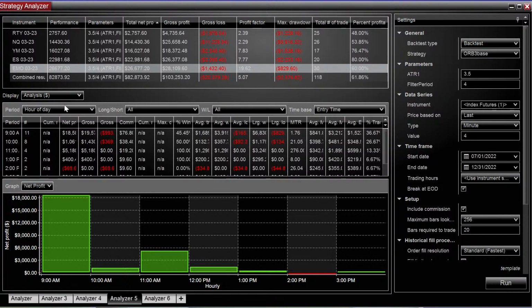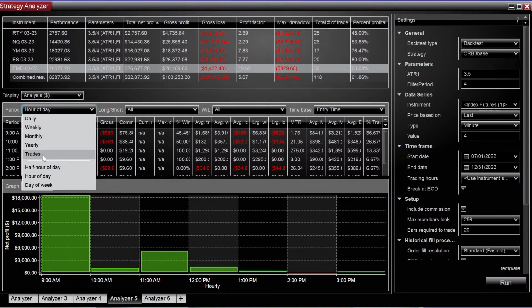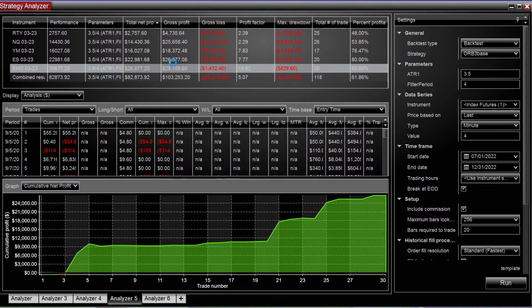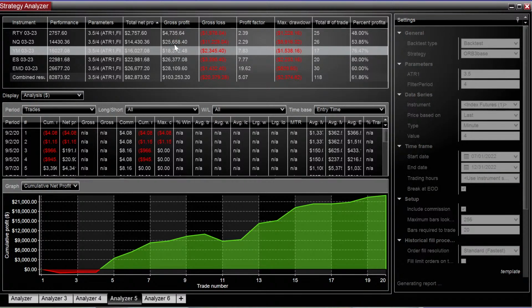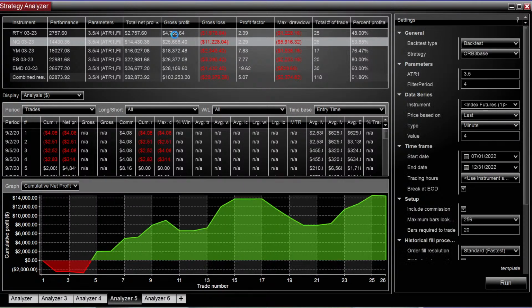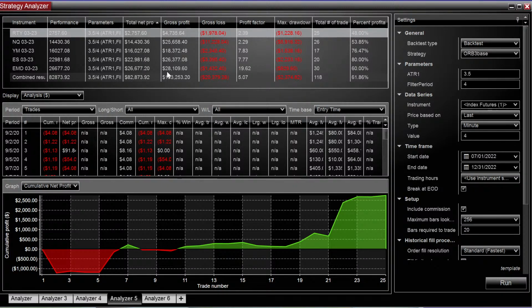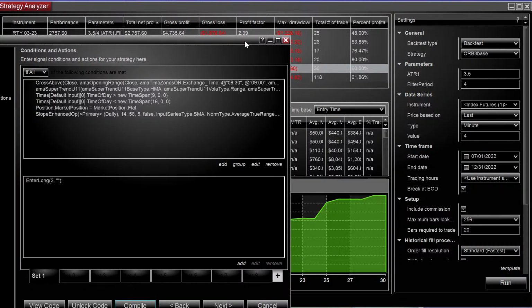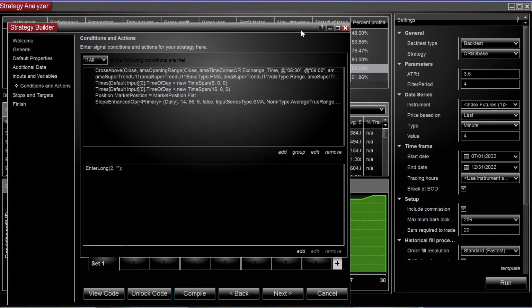Let's look at hour of day. Let's look at trades, cumulative net profit. So it seems like better performance when the slope is down on the daily chart, which kind of plays into our original premise: we basically have to be going down on the higher time frame before taking the ORB.